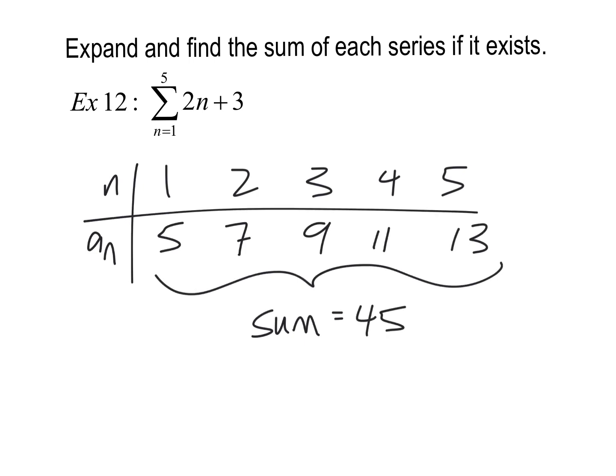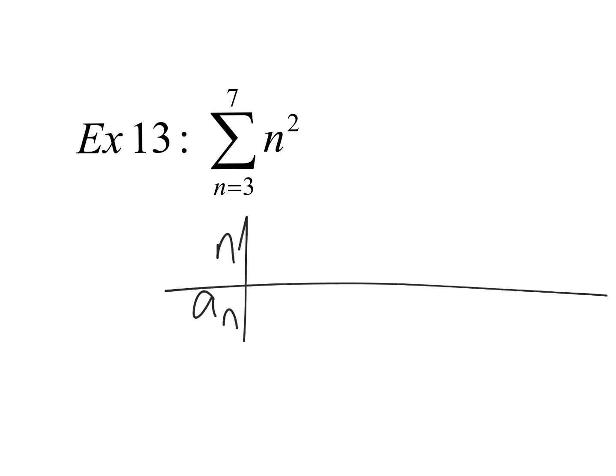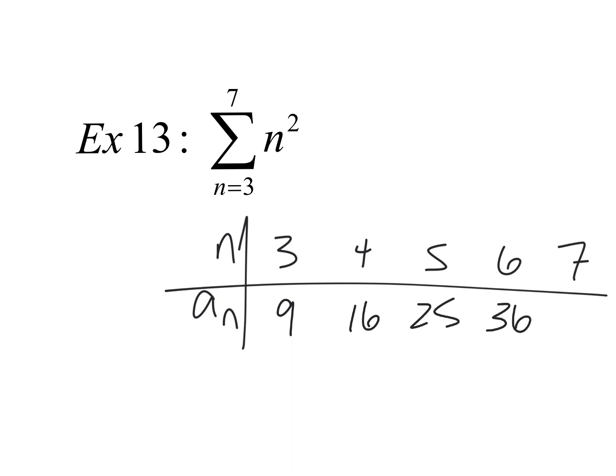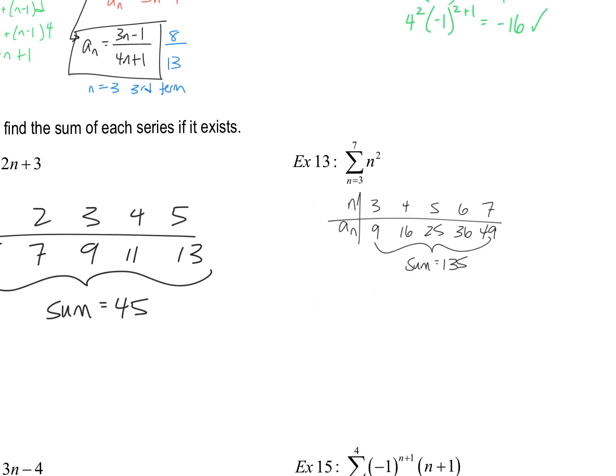Okay, so first of all, expand, that's this part, actually filling out the t-chart, and then find the sum. In this case, we can add all of these together. That gives you 45. So let's do this one. N and A sub n. In this case, I'm starting with 3 and going to 7. So 3, 4, 5, 6, 7. Formula is a little bit simpler. You're just plugging in all of your numbers to n squared. So that would give you 9, 16, 25, 36, 49. And again, finding the sum, 135. So first of all, expand. Second of all, find the sum.